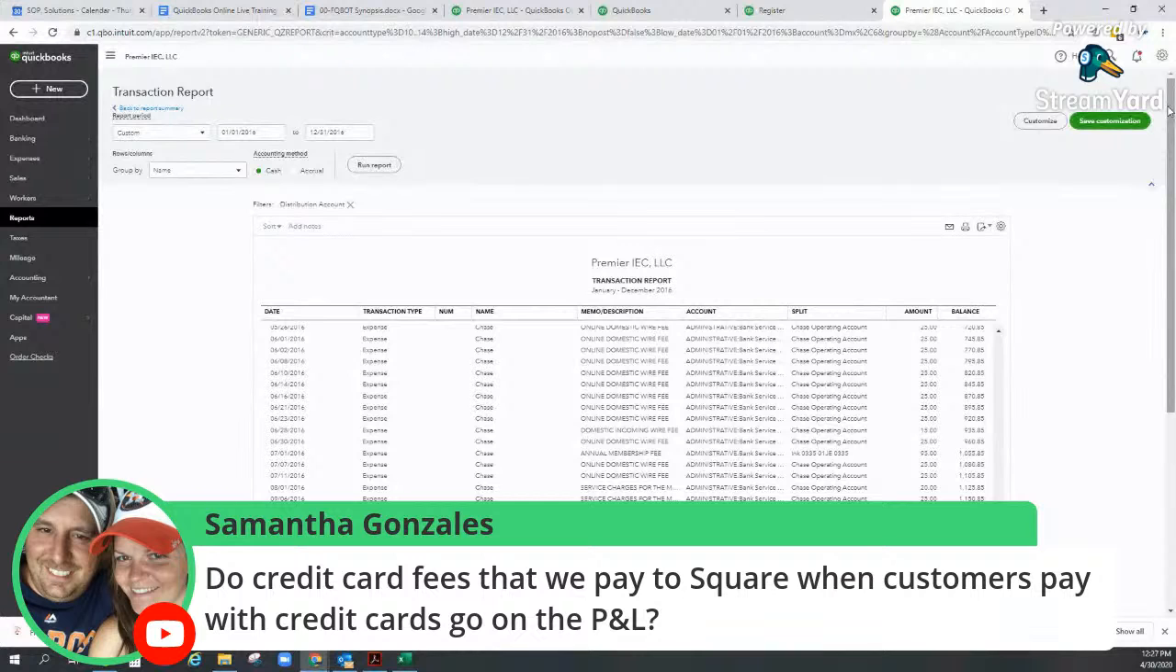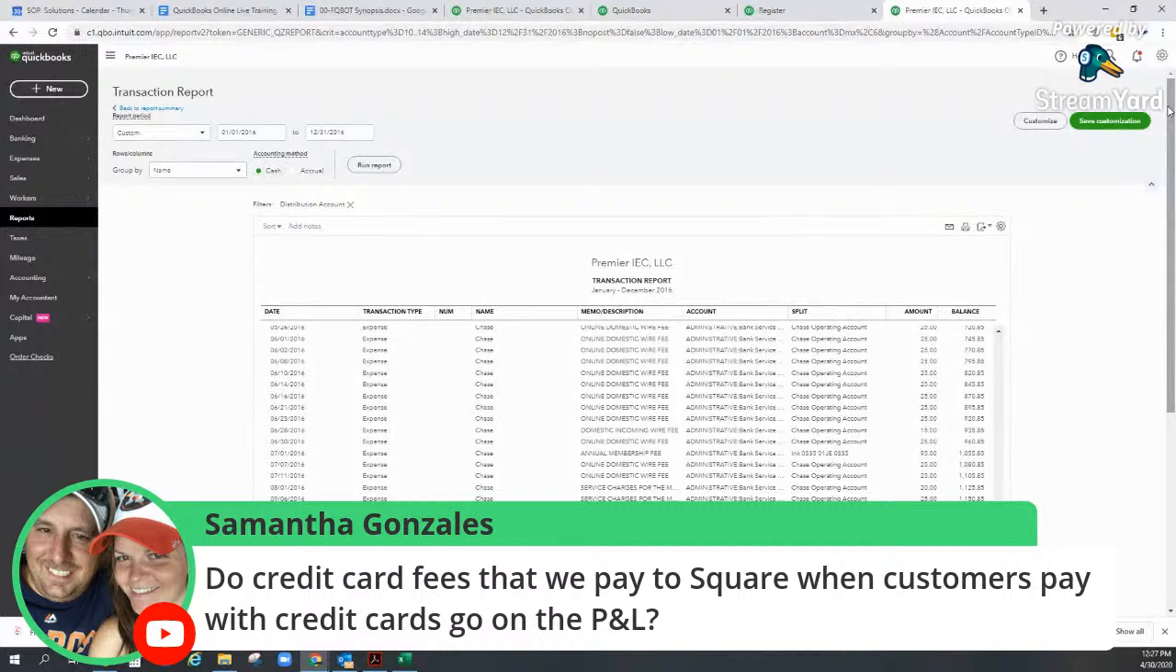But if Square put the $925 in your bank account and you never recognized the $1,000 as income and you never created an invoice and you did your invoice through Square, then the money's just coming through the bank account. It's 925, and it was never acknowledged in QuickBooks, never acknowledged as revenue in the first place. Correct.